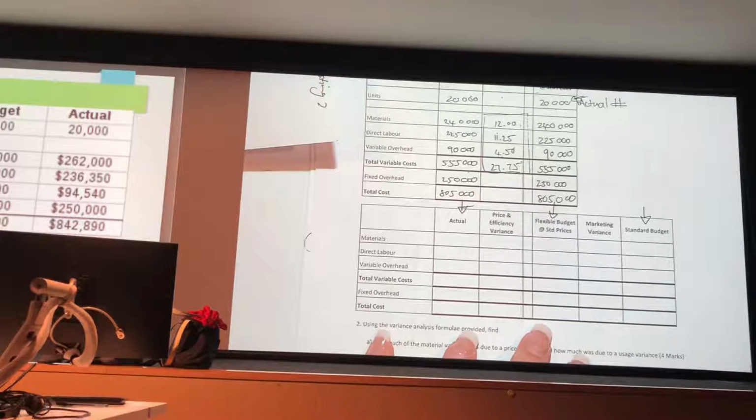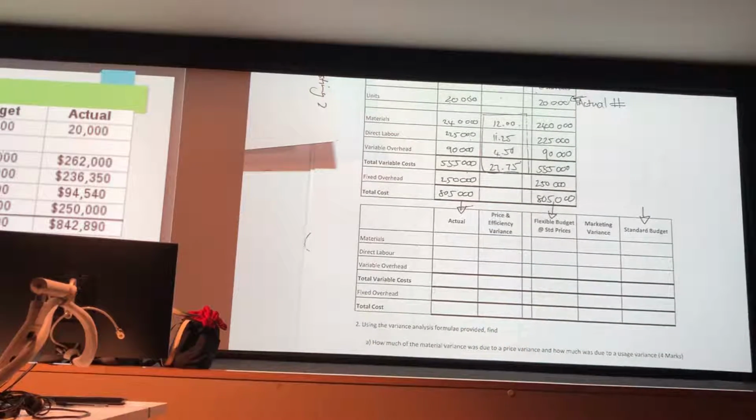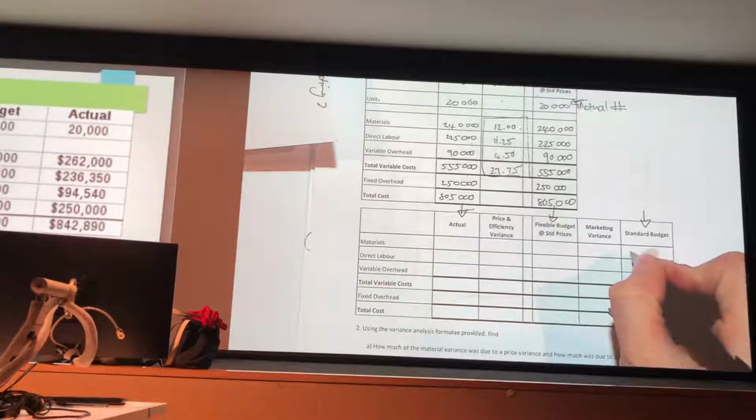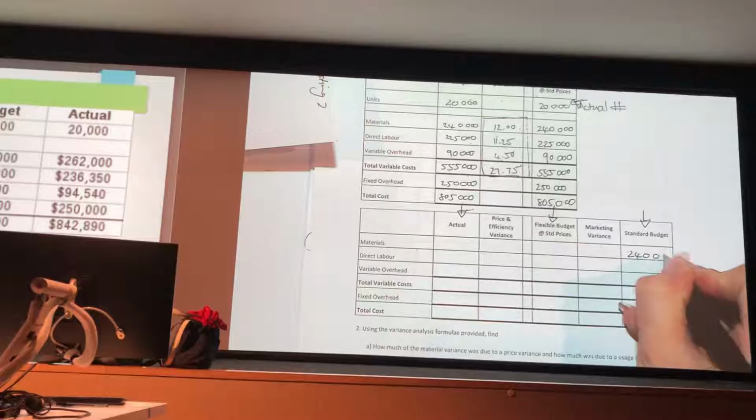The reason why we want to do this is because we want to see the overall variances. Now for us, it's actually pretty easy. We can look with our eye and say materials, sorry, is $22,000 out. And variable is 4,540 out, and we can see it with our eye because our base units are the same. If it wasn't, you would need to do this. So let's do it. So standard budget is the budget that they have given us.